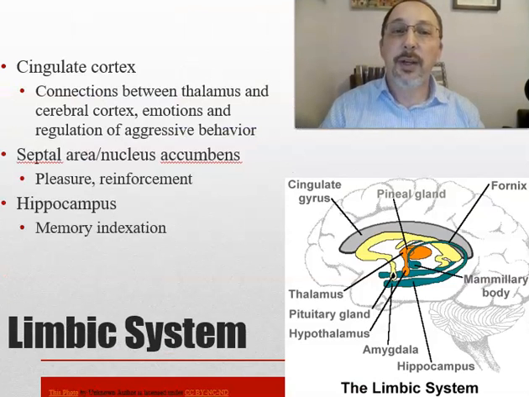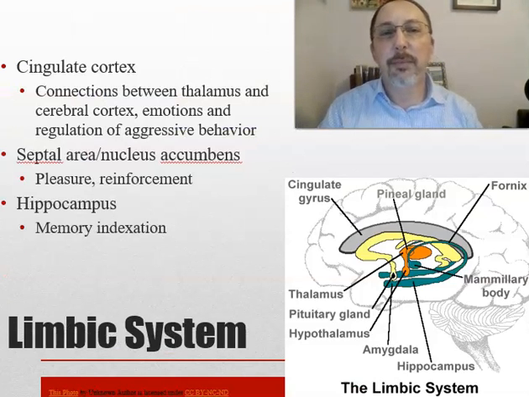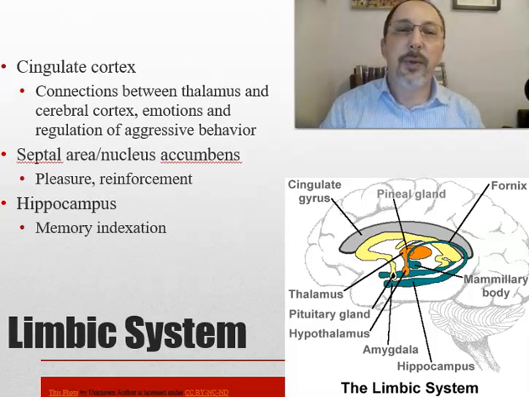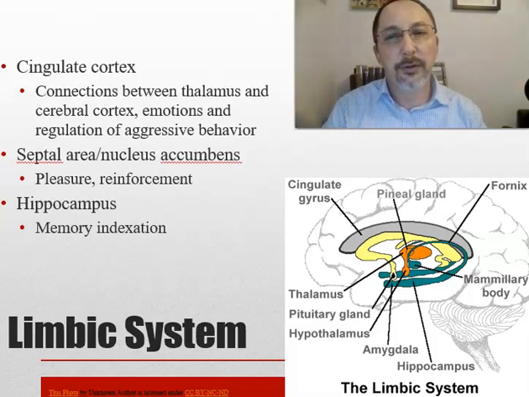The cingulate cortex is above the limbic system, between the limbic system and the rest of the cortex. This is involved in, it would make sense, early processing of emotion and aggressive behavior, because it's near these impulse centers. The septal area nucleus accumbens we saw is involved in pleasure and reinforcement learning. And our hippocampus involved in memory, specifically autobiographical memory, and related to memory for facts and information.